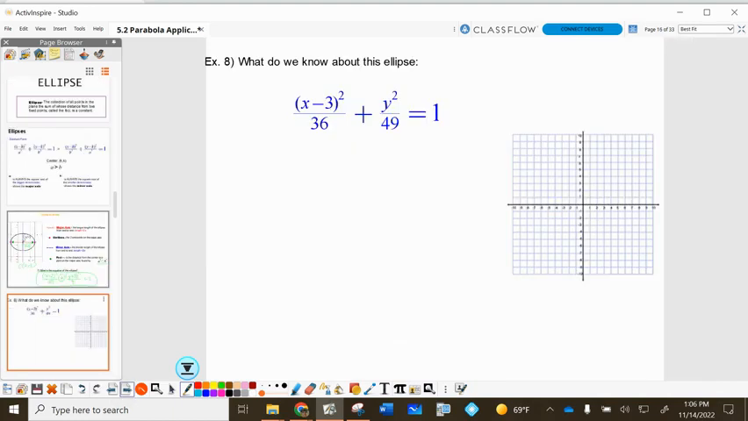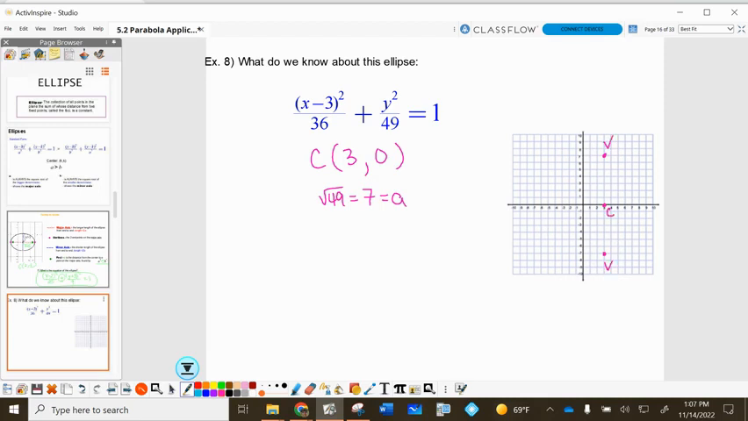Okay, so what do we know about this ellipse? Well, I know the center is at (3, 0), just pulling the x coordinate from the x term and the y coordinate from the y term. So that's going to be at (3, 0). I know that the bigger number, 49, has a square root of 7, and that's going to be my a value, and it's in the y direction. That means I'm going to go up 7 units or down 7 units in the y direction to get the vertices. So those are vertices.